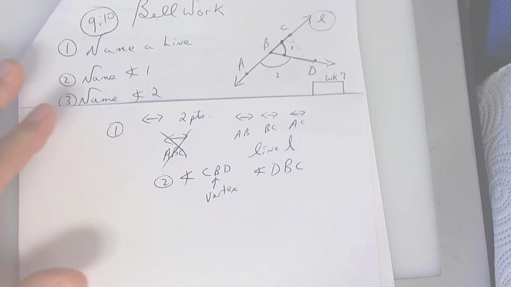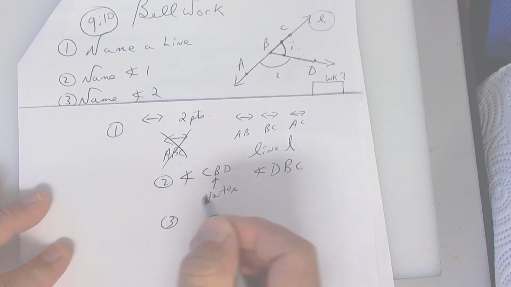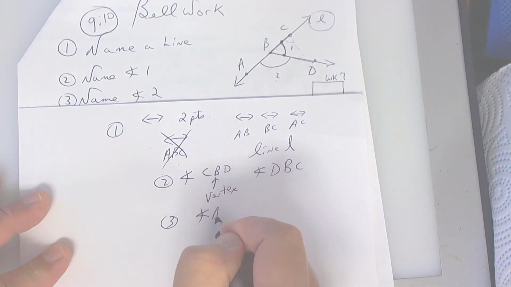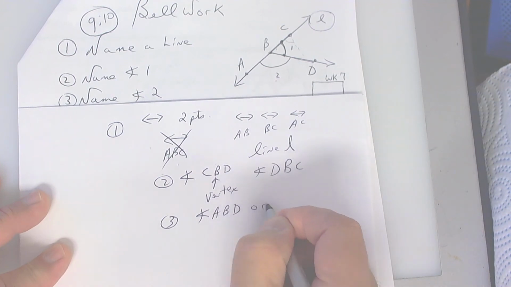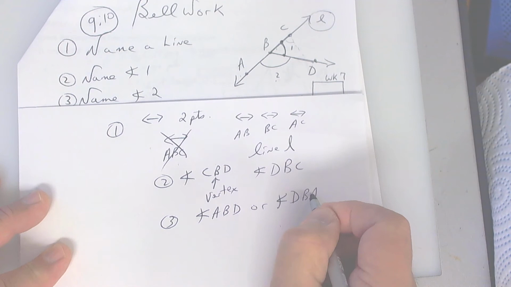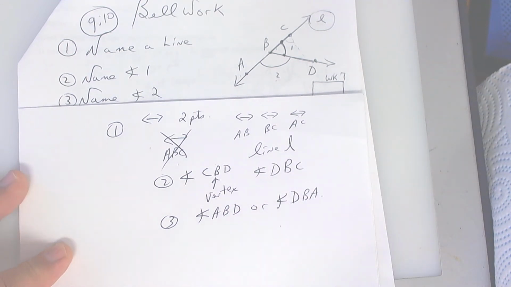Number 3, name angle 2. Well, angle 2 is here, so you could say angle ABD, or you can go backwards, DBA. And that's how you name an angle.